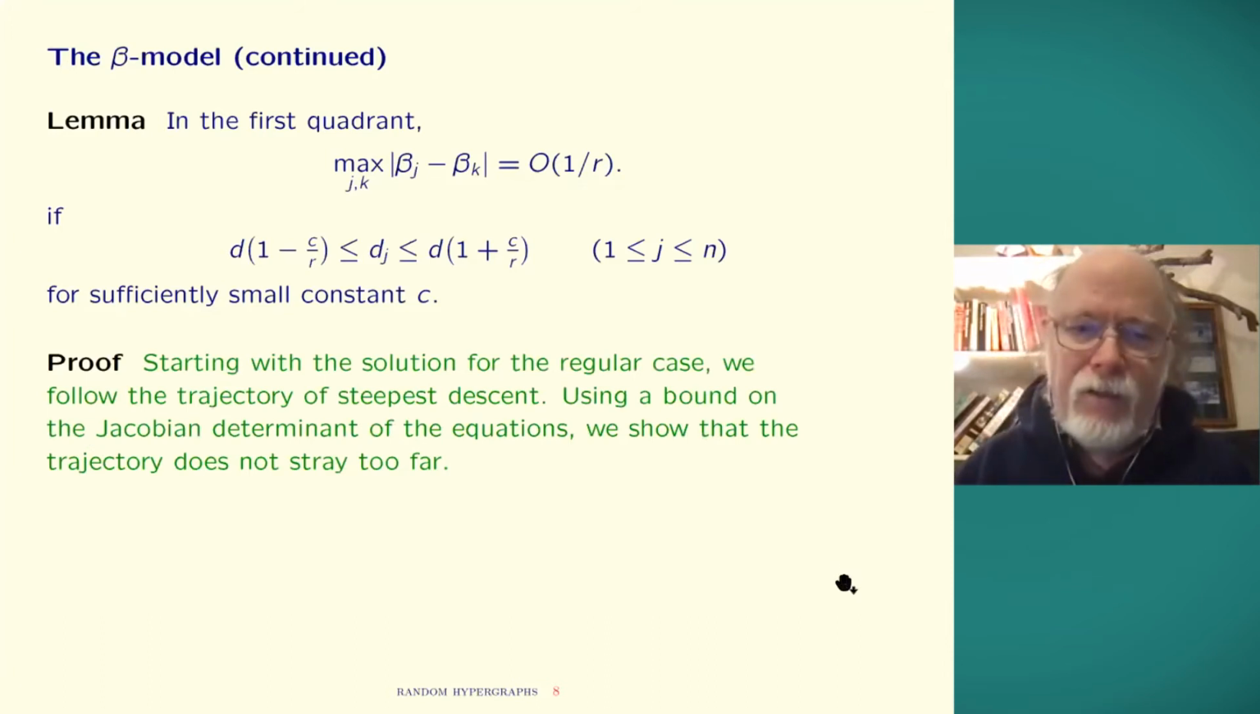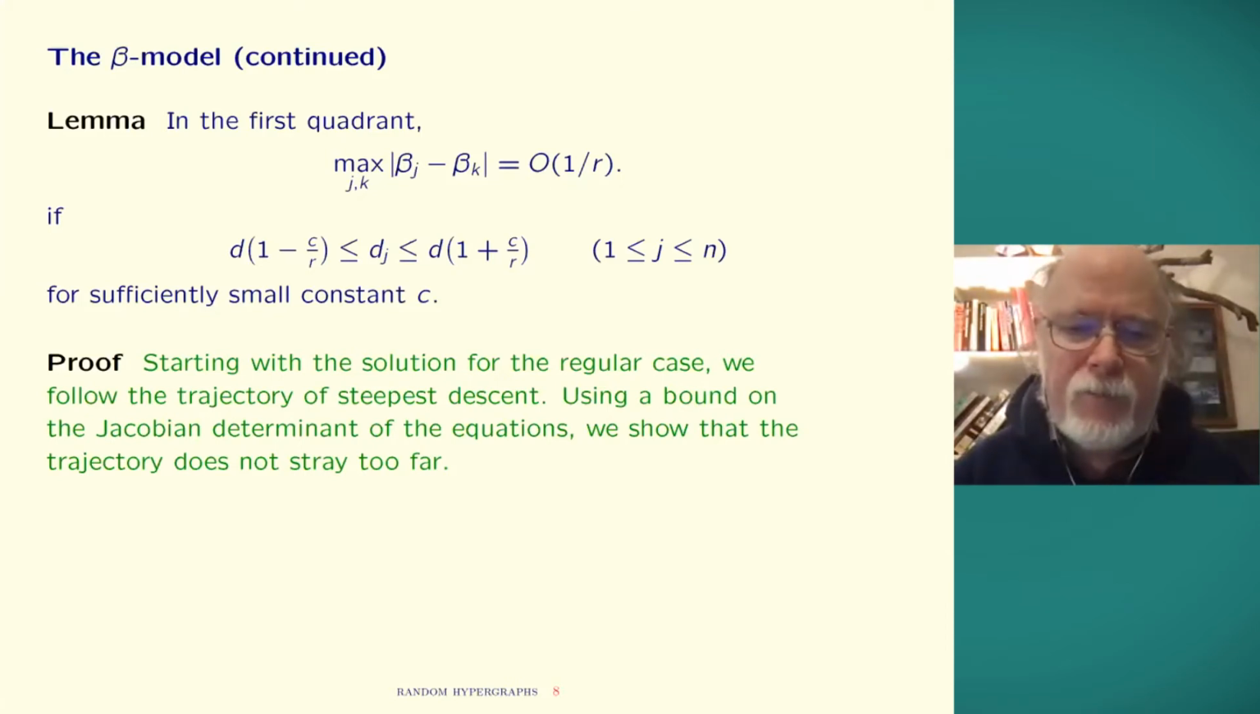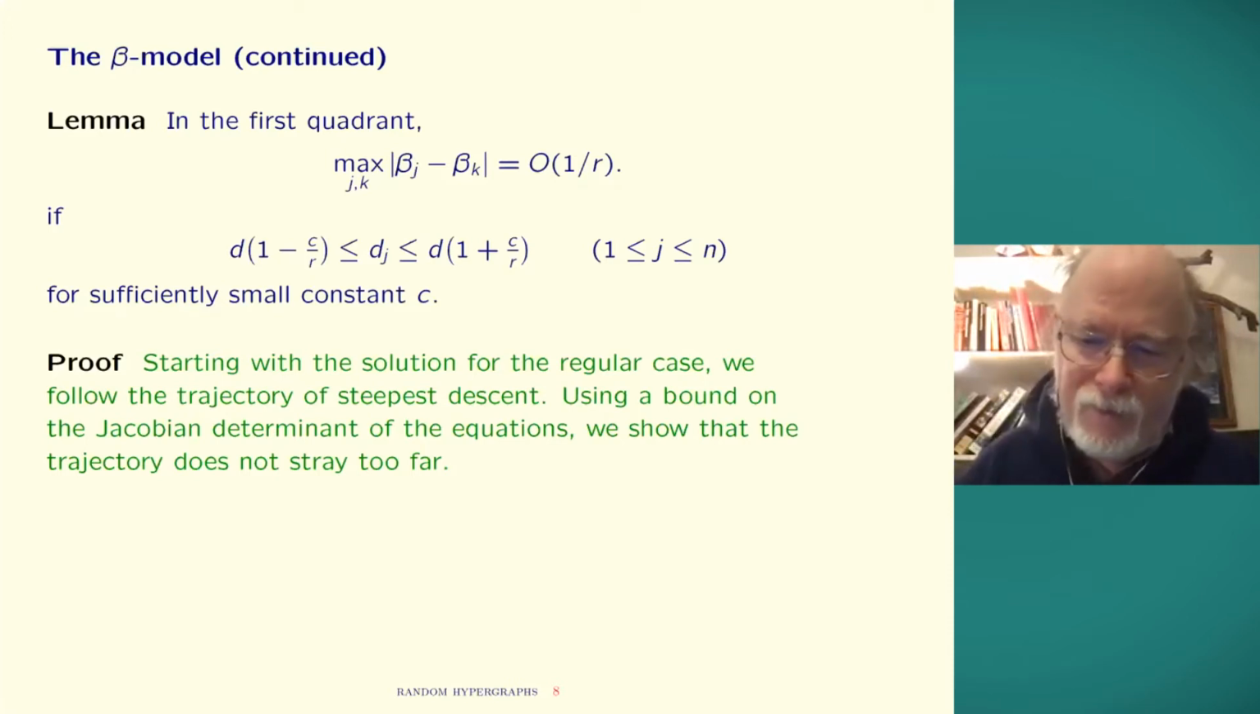Okay, so how do we prove that? Well, you start off with the betas for the regular case where every vertex has degree D, and then you follow the trajectory of steepest descent to solve these nonlinear equations. And with a bit of effort, you can find bounds on the determinant of the Jacobian of the equations, and that shows you that the trajectory doesn't stray too far away from the point you started. This is the shortest abbreviation of a long proof that you've seen, but that's it.